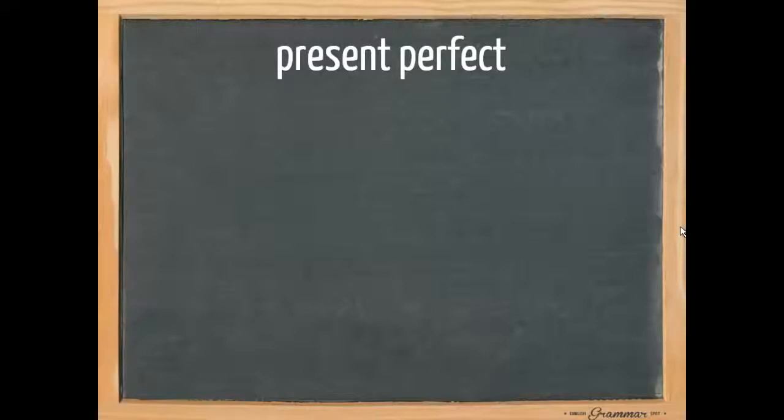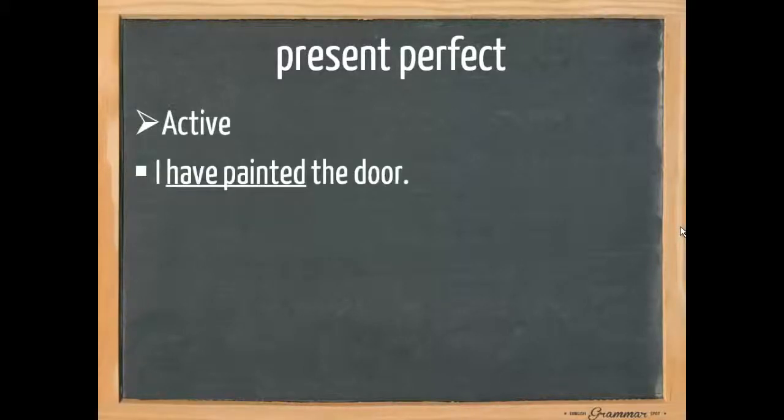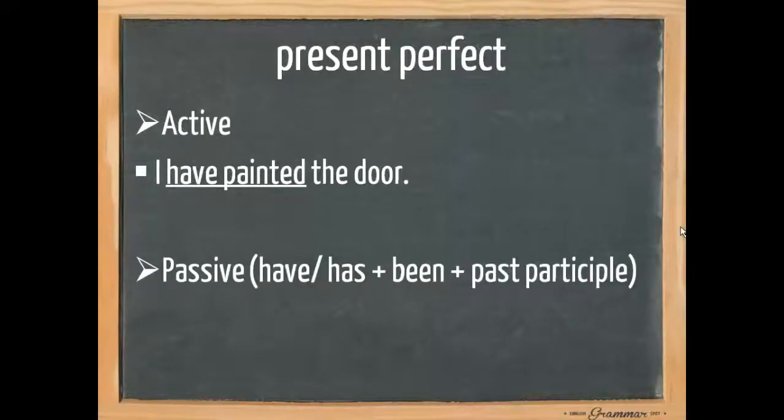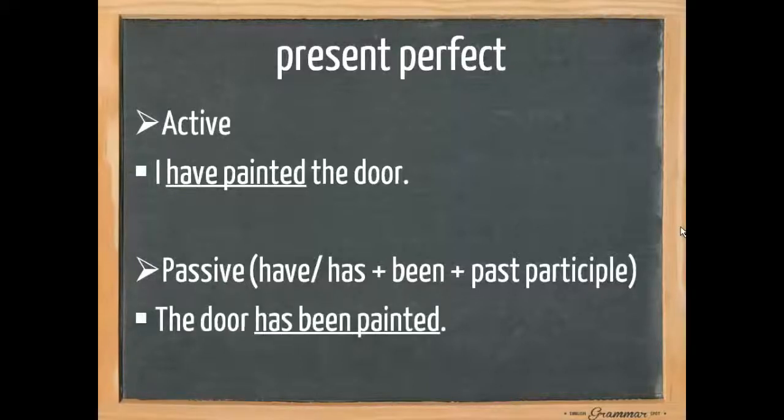Now let's have a look at a present perfect. An active present perfect is I have painted the door. So we're going to change into a present perfect passive. Remember, the door has to become the subject. So a passive is made with have or has, and then a form of to be. And since it's a perfect here, we need to use the perfect form of the verb to be. So here it is been, and a past participle of the verb to paint. The door has been painted.